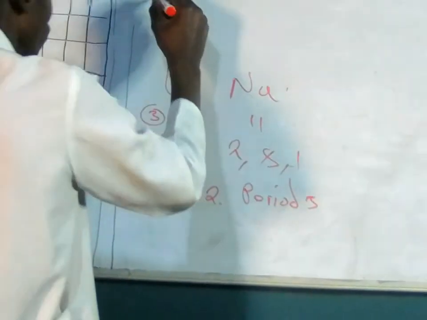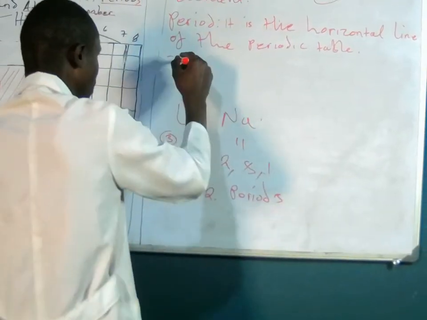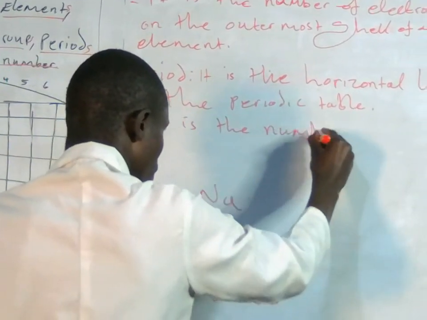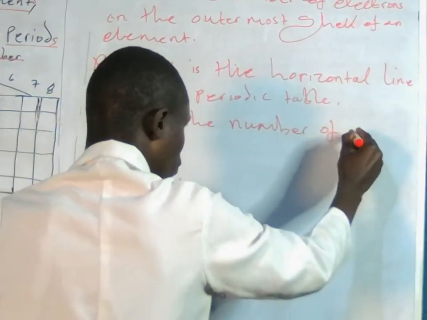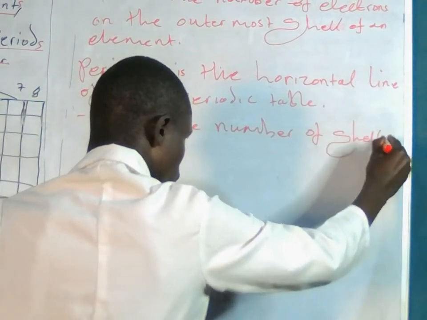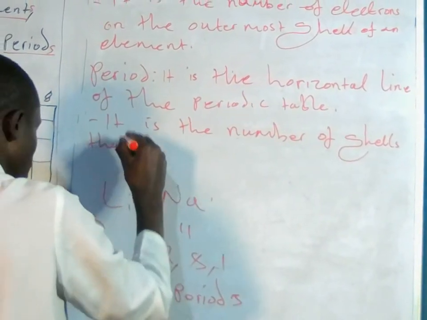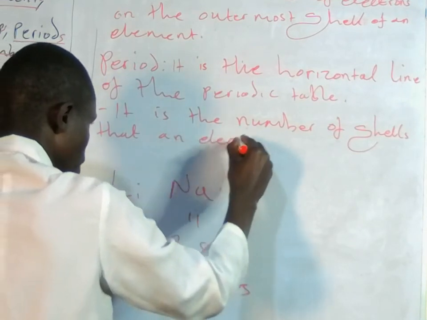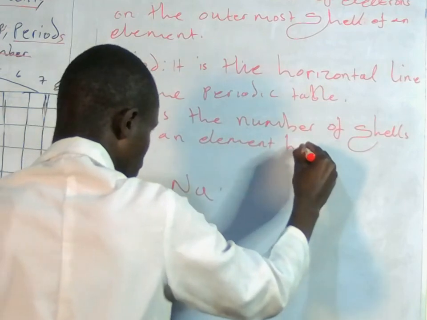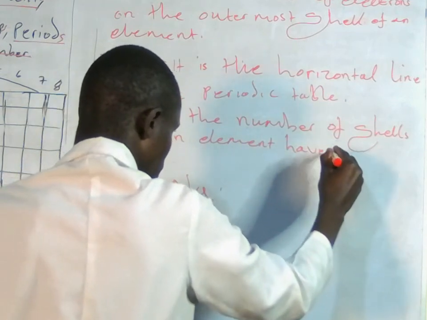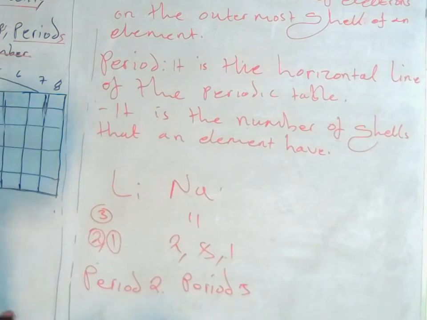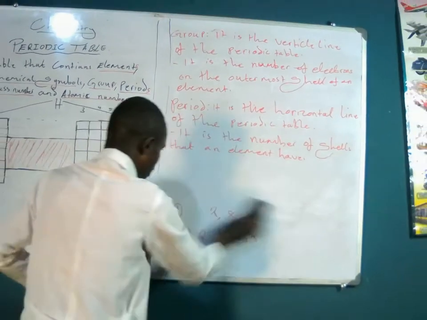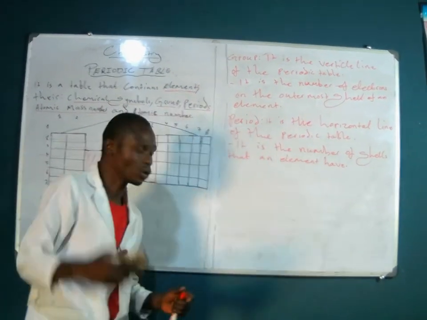So the second definition we are saying is that period is the number of shells that an element has. Okay, so that is the definition, please. Let us continue now.